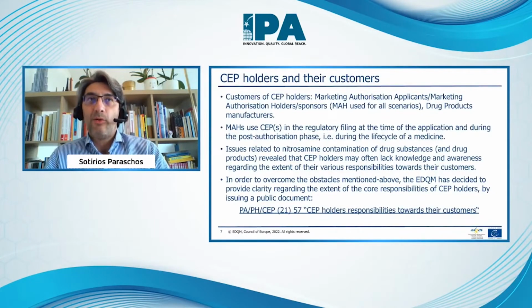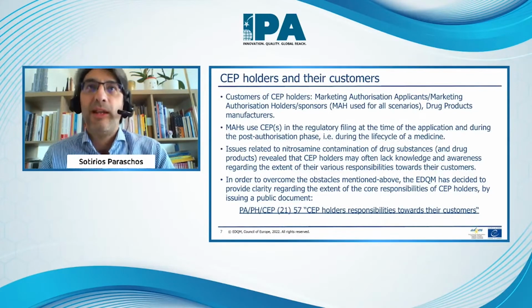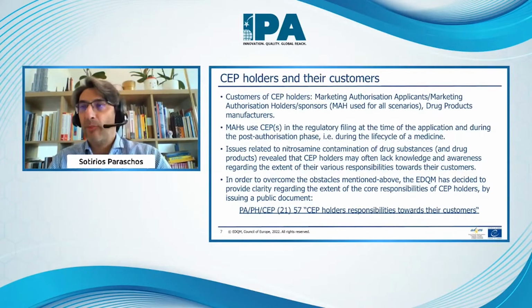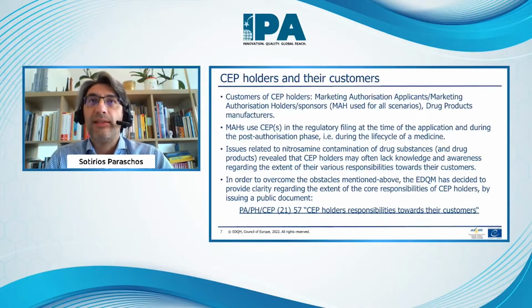let us have a look now at the relation between the CEP holders and their customers. And who are these customers? They are mainly the marketing authorization applicants or holders or sponsors. For convenience, they're all referred to as MAH, and they are usually drug product manufacturers. So these MAHs use the CEPs in the regulatory filing at the time of the application and also during the post-authorization phase, so during the whole life cycle of a medicine.